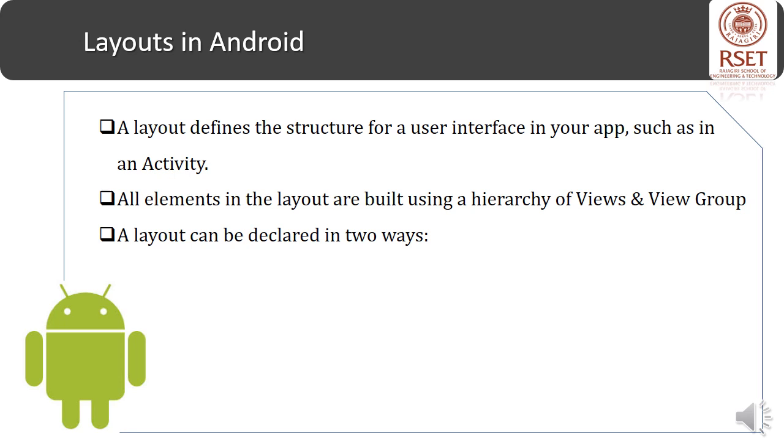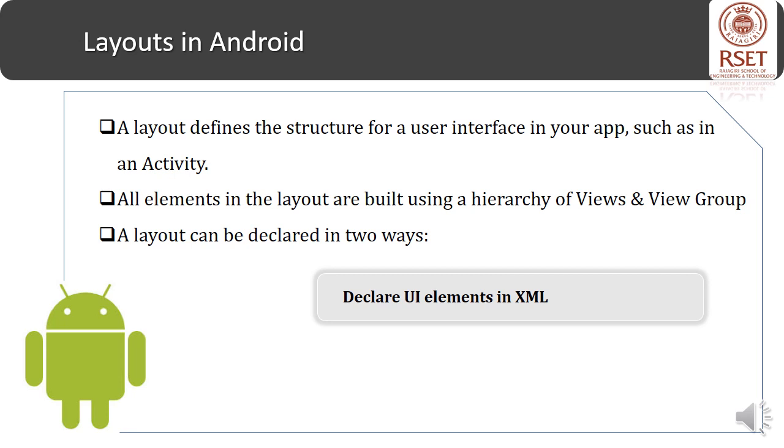A layout can be declared in two ways. One method is by declaring the user interface elements in XML file. Hope you remember that when you're trying to build your Android app, you'll be having an XML file and a Java source file, right? Now, you can declare the user interface elements in XML file, which means Android provides an XML vocabulary which corresponds to the view classes and subclasses.